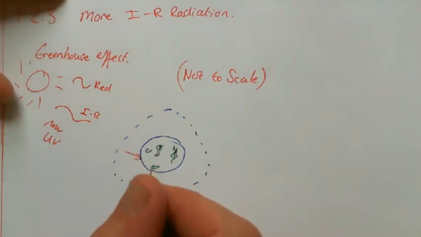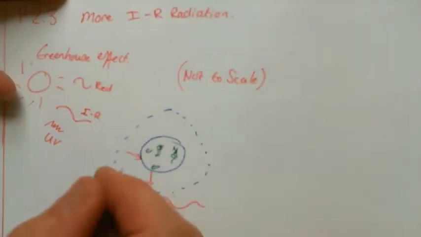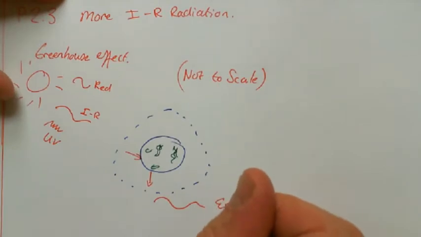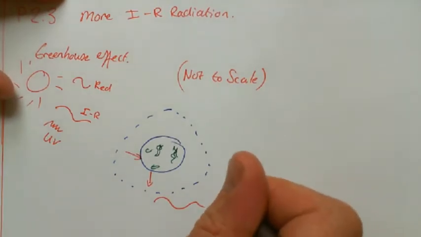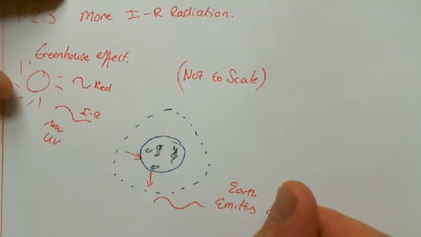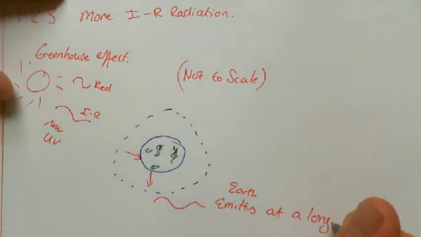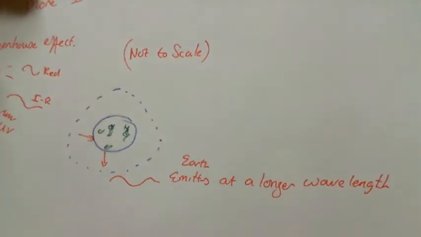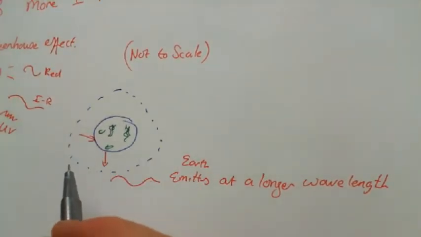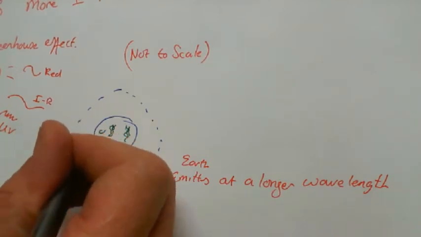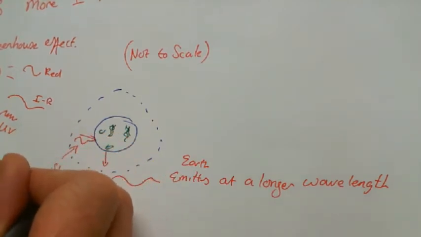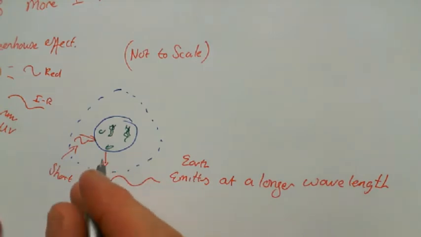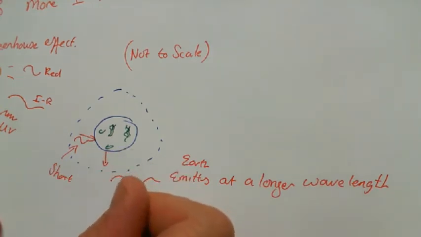And when it emits it back out, it emits at a longer wavelength. So the Earth changes the wavelength of the light that lands on it. It's quite short wavelength when it goes in and hits the Earth, but then when it's emitted, it's now a long wavelength.